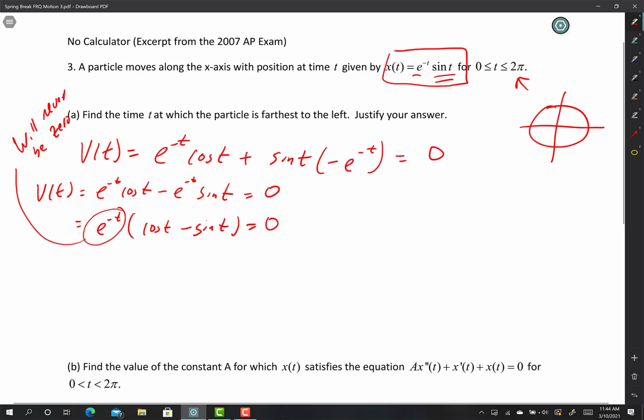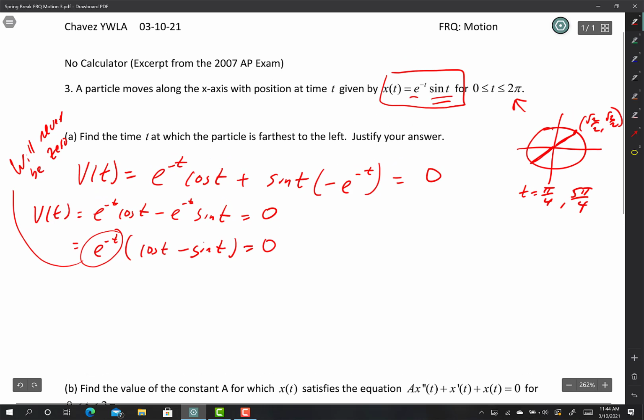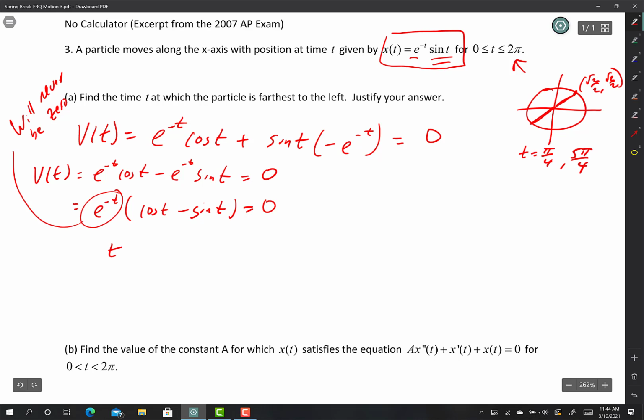So where do they both have the same magnitude? Well, it happens twice. It happens at pi over 4, and it happens at 5 pi over 4. So you got to know that. And that just comes from your pre-cal knowledge, guys. It's not even extreme pre-cal, it's just a little bit of pre-cal. You know that at pi over 4, you're at square root of 2 over 2, comma square root of 2 over 2. So there it is. So where does this happen? This happens at pi over 4 and at 5 pi over 4.